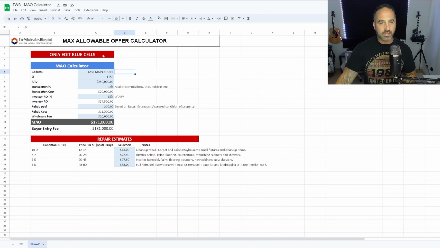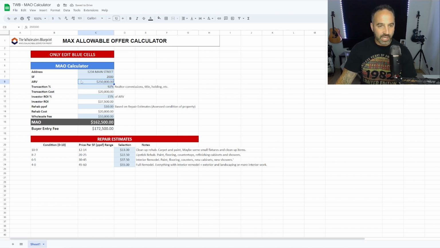So there's a couple things. The first thing I just want to mention is we're only going to edit the blue cells. Okay, so we're only going to edit these blue cells in here. And just kind of going through that, the first thing we want to do is we want to enter the property address. We want to get the square footage of the property and put that number here. This is really important because some of these formulas are pulling from the square footage, right? So if it's 2,000 square foot, it's going to change some of the numbers. So we need to make sure that we have the right square footage in there.